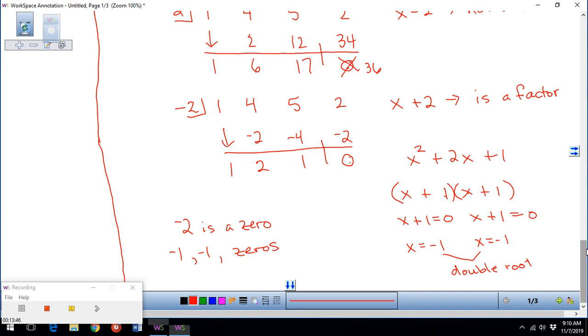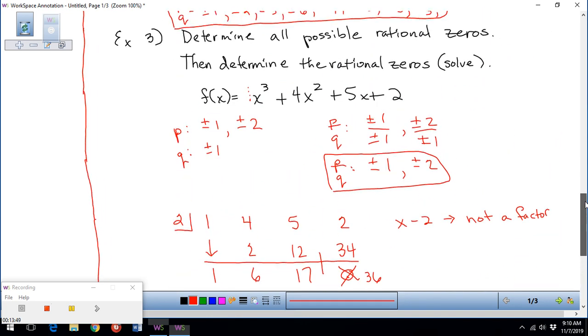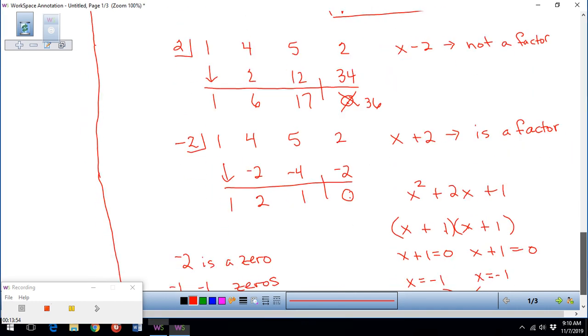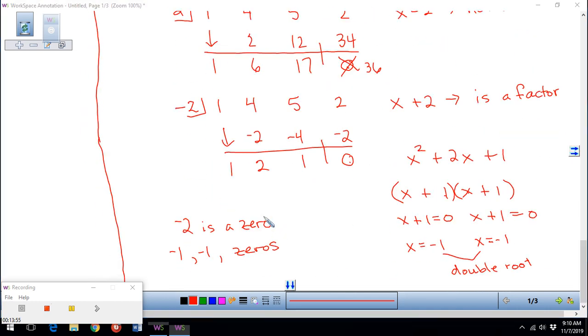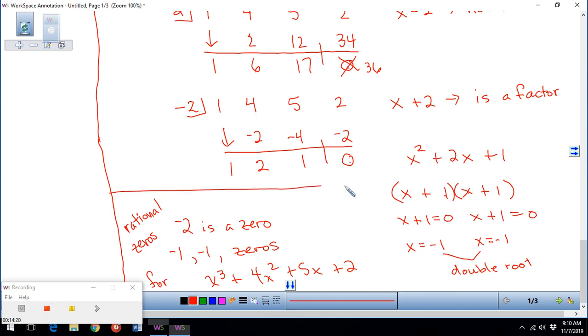So we have successfully found all the possible rational zeros. And these are your rational zeros for the function x cubed plus 4x squared plus 5x plus 2. And that's your final solution.